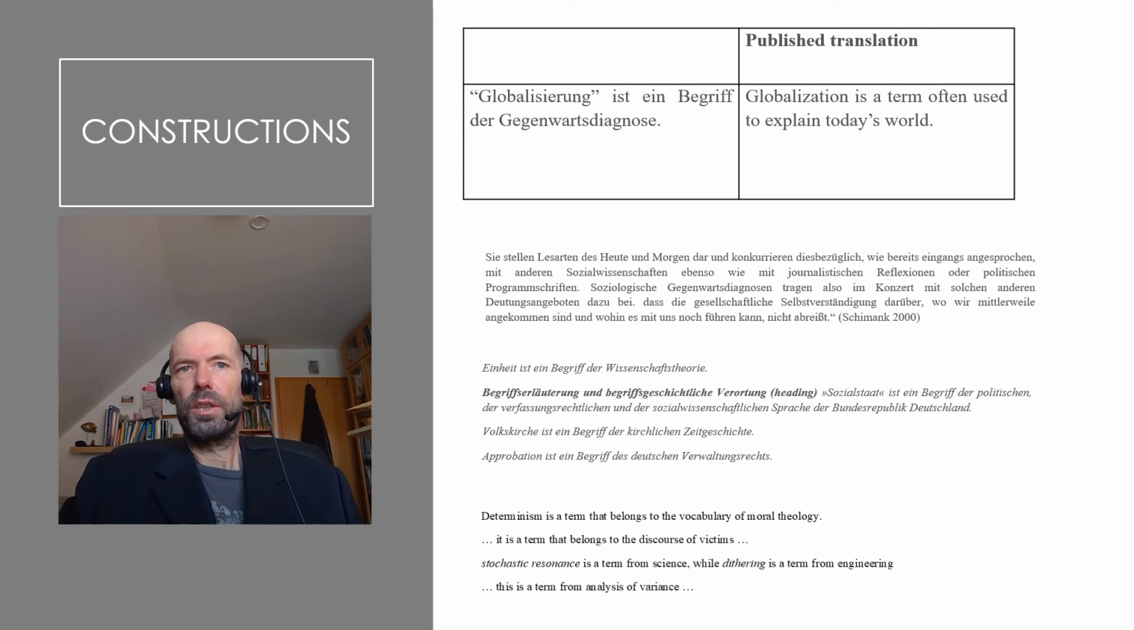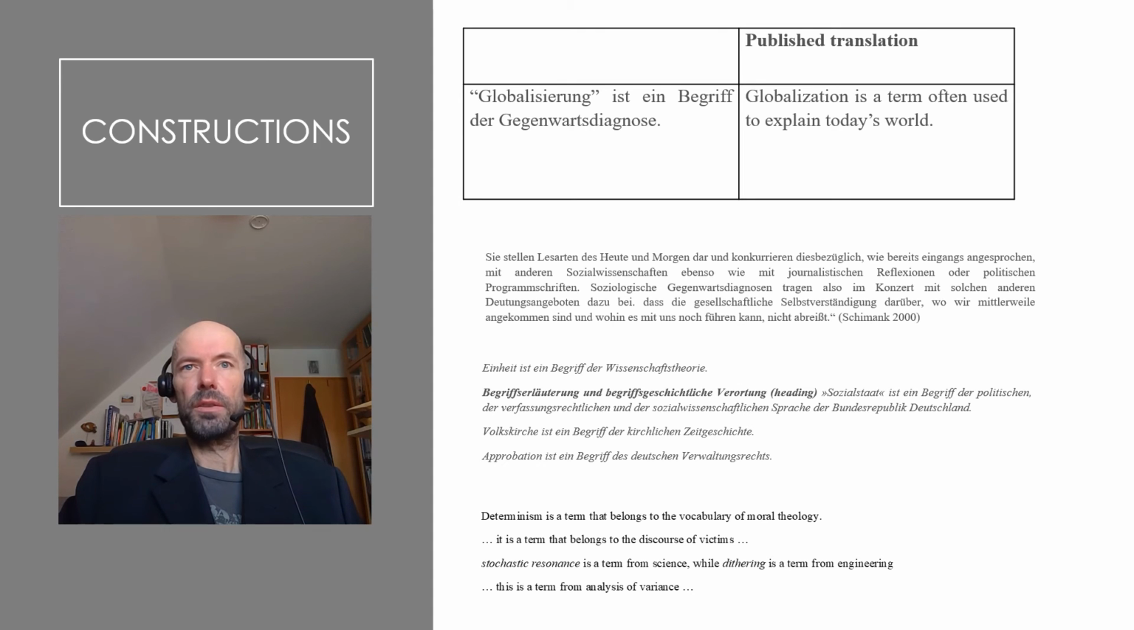Now we have to ask ourselves, how is this normally done in English? Let's look at a few examples again. Determinism is a term that belongs to the vocabulary of moral theology. It is a term that belongs to the discourse of victims. Stochastic resonance is a term from science, while dithering is a term from engineering. This is a term from analysis of variance.